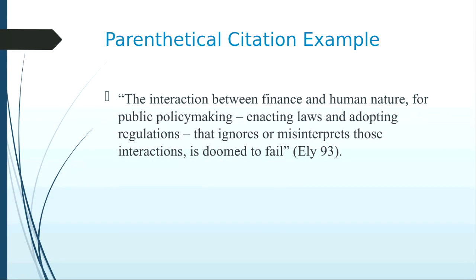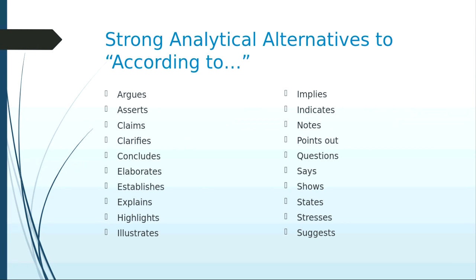Either way, when using a signal phrase, you need to include the author's name and some verb of saying. So here's some good examples of strong analytical verbs that you can use in a signal phrase. And all of these are preferable, at least in MLA style, to "according to." APA style does use "according to" an awful lot, but in MLA we generally use these kinds of verbs, and we use present tense for this signal phrase.